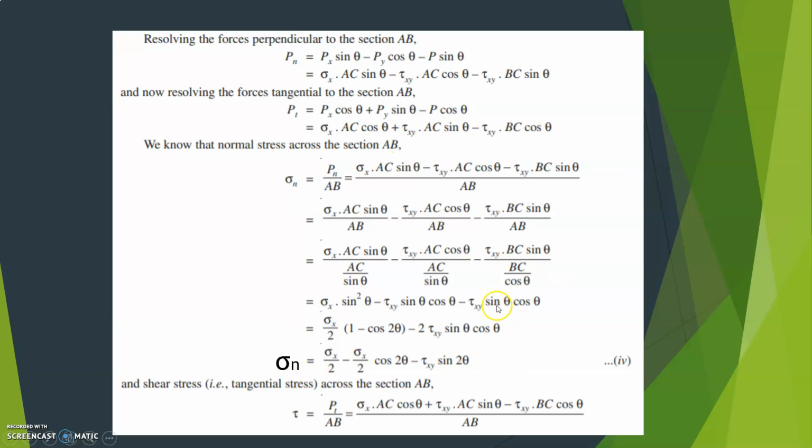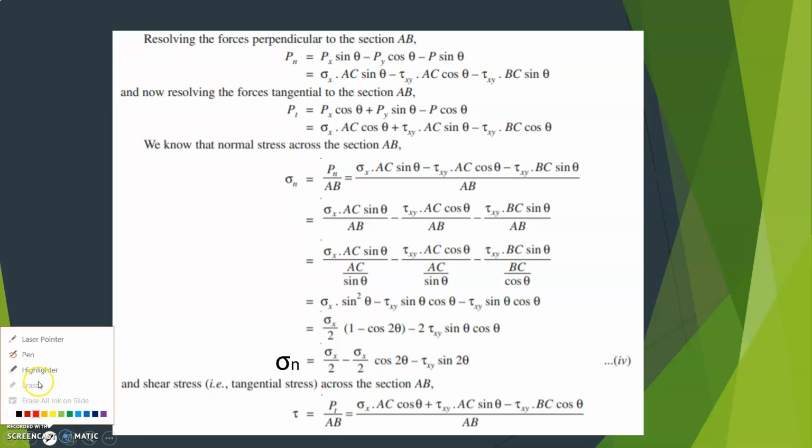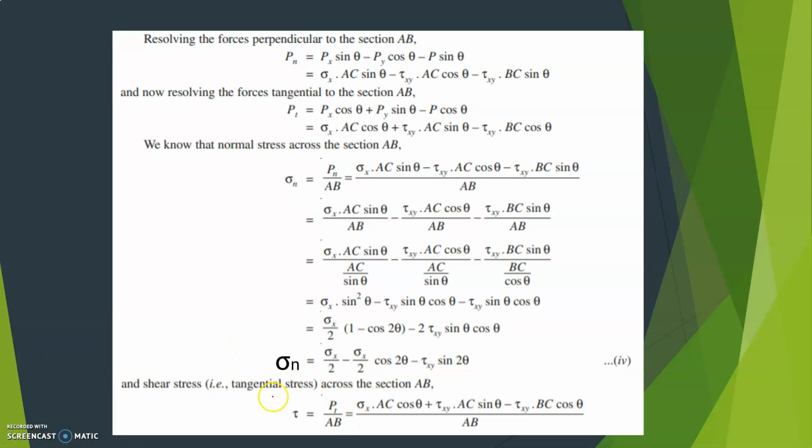The derivation is not so important, so remember the final equation. This is important: you should know the formula to find normal stress, which is sigma n equal to sigma x divided by 2 minus sigma x divided by 2 into cos 2 theta minus tau xy sin 2 theta.